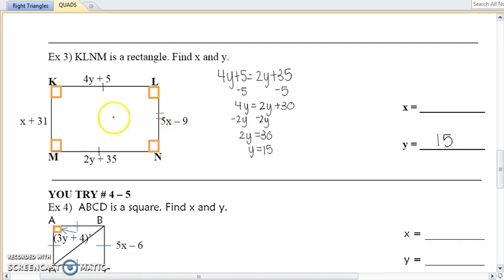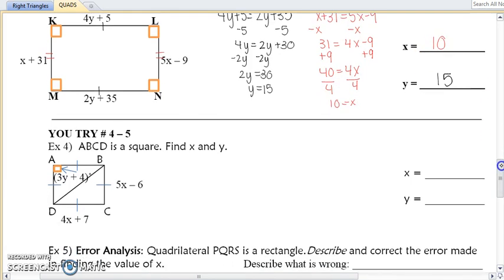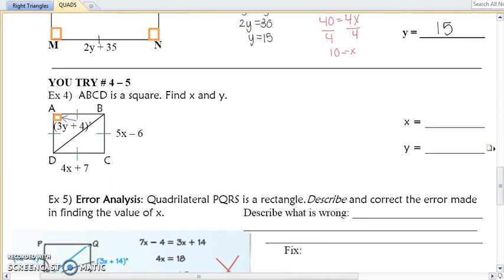And we can do the same thing with x. Opposite sides are congruent, so x plus 31 is equal to 5x minus 9. We get our x's on one side, and we get our constants on the other side. And again, if you need to pause this and solve these equations, please do. Again, this is your time to check your understanding and solve those problems. Okay.